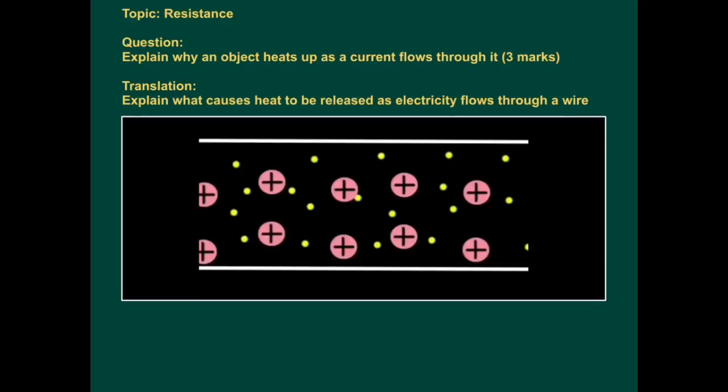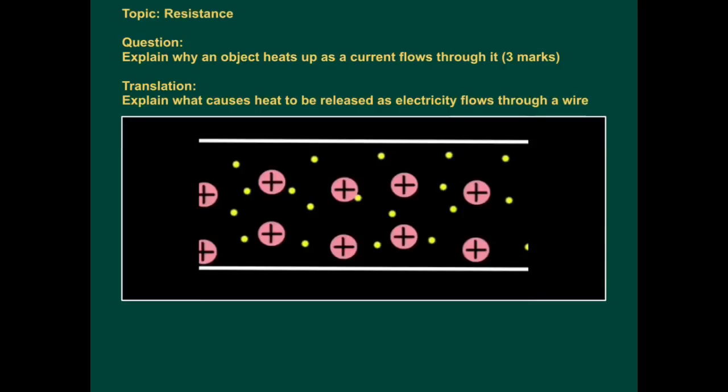This exam application tutorial is on the topic of resistance. The question for 3 marks is: explain why an object heats up as a current flows through it. The translation is: explain what causes heat to be released as electricity flows through a wire.